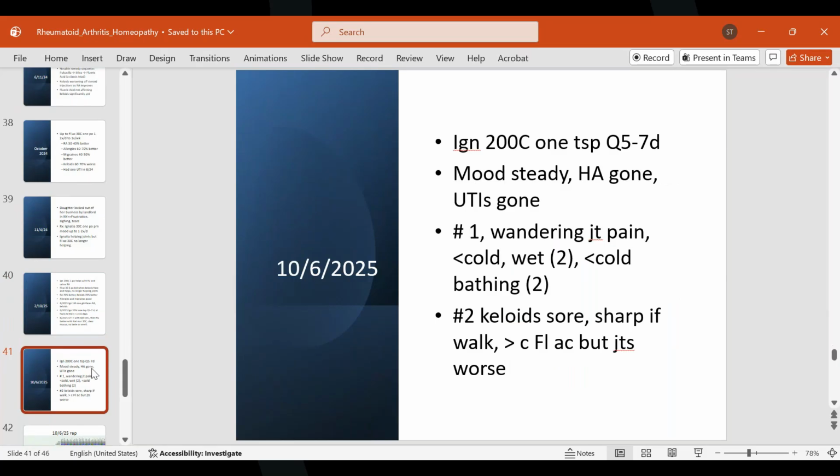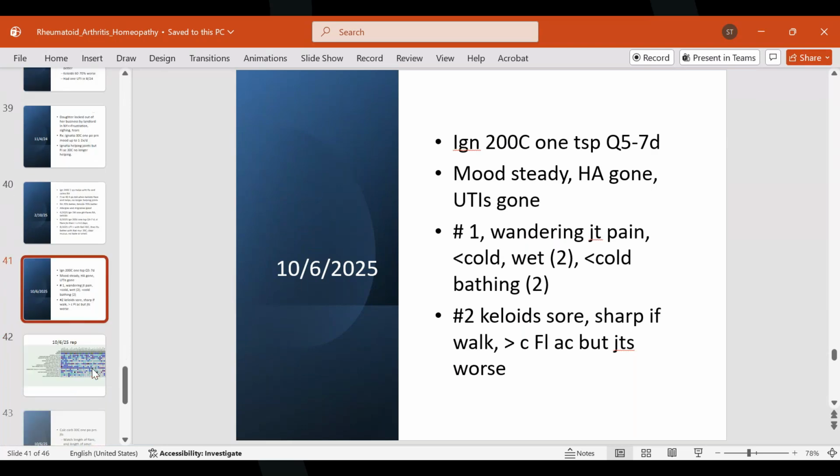By October of 2025, she was on Ignatia 200, 1 teaspoon every 5 to 7 days. Mood was good, headaches gone, UTIs gone. The wandering joint pain is worse cold wet, worse cold bathing. These are more common symptoms. And the keloids better with fluoric acid, but the joints get worse with the fluoric acid.